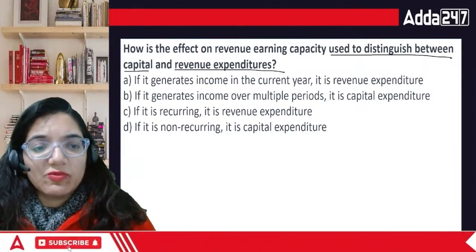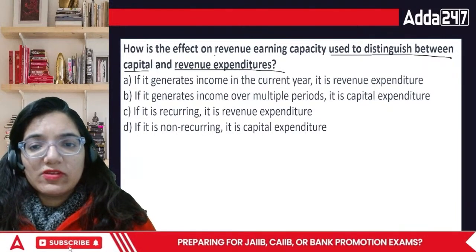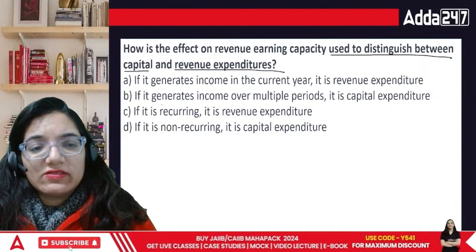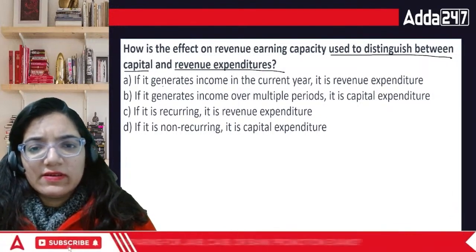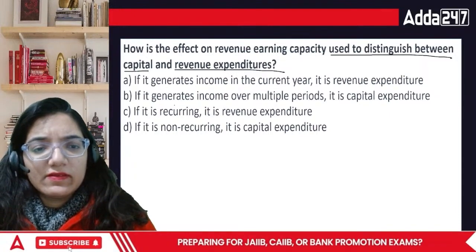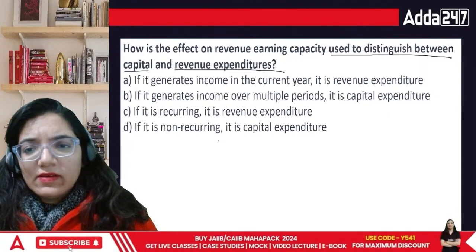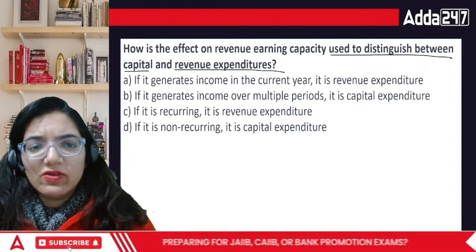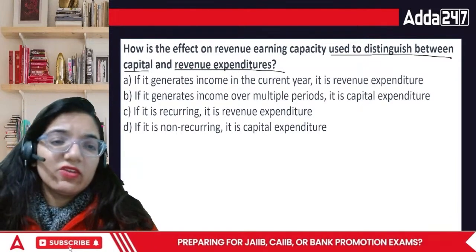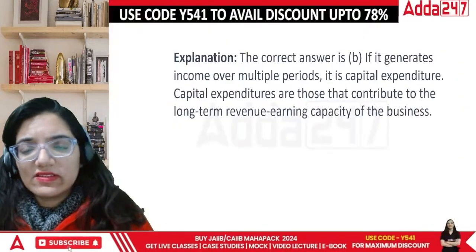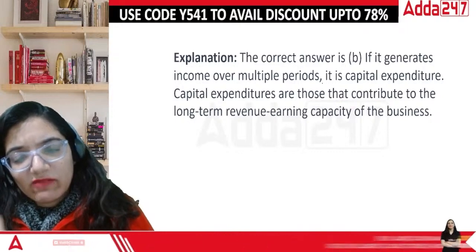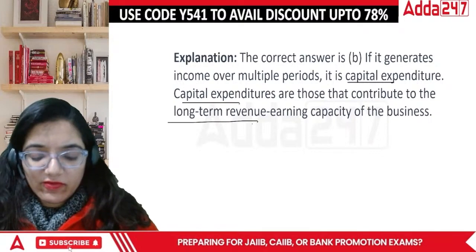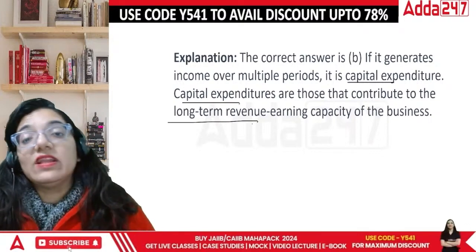Okay, so in this case, what would be the correct answer? When we talk about the revenue earning capacity, distinguishing between capital expenditure and revenue expenditure, everything here is correct. How is the effect of revenue earning capacity used? Acha, revenue earning capacity, then in this case the answer is B. They are just talking about the revenue earning capacity. Na? Capital expenditure is long term. You get the benefit not for 1 year, not for 2 years, but you get it for many upcoming years.